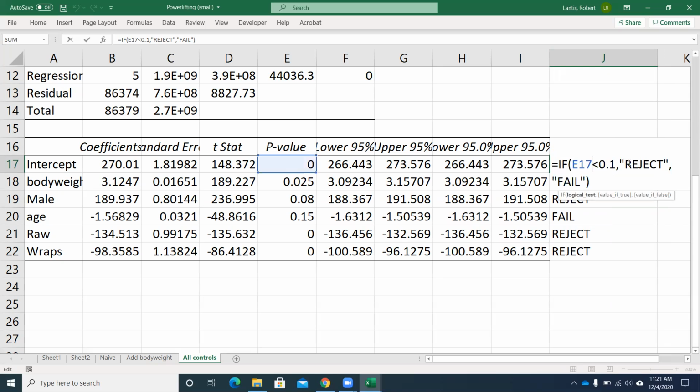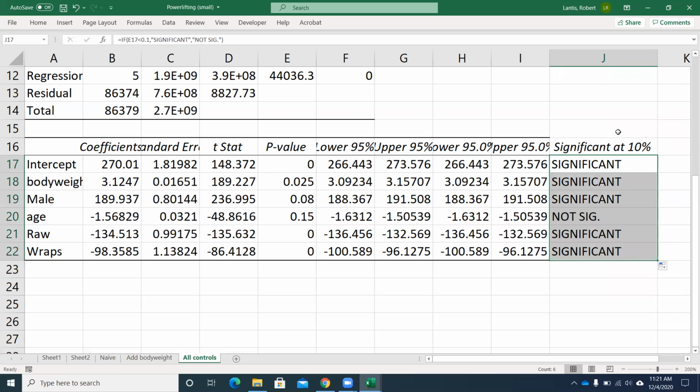So if we really wanted to, we could change this, instead of rejecting and failing to reject, to saying something like significant. Copy this back down. There we go. Okay.